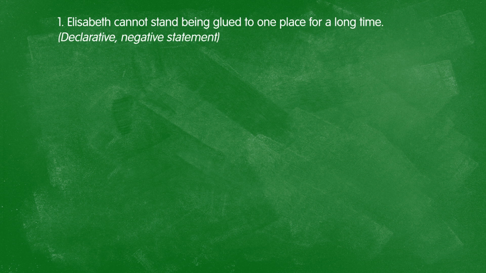So, let's look at some examples where we use all of these different types of sentences and discuss them a little bit. In the first example, Elizabeth cannot stand being glued to one place for a long time. This sentence is declarative. It's just telling me information about Elizabeth, and it's making a negative statement as well. She cannot stand. She doesn't like it.